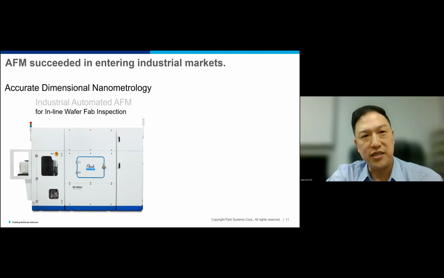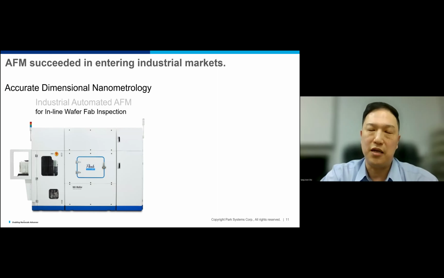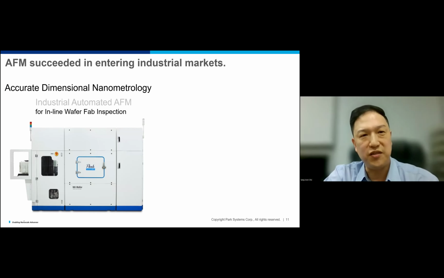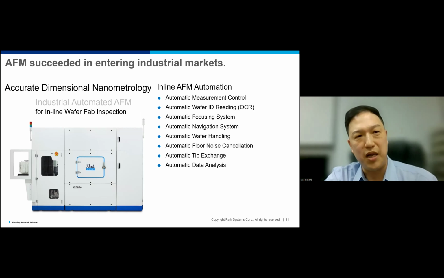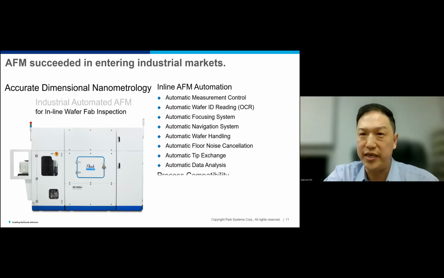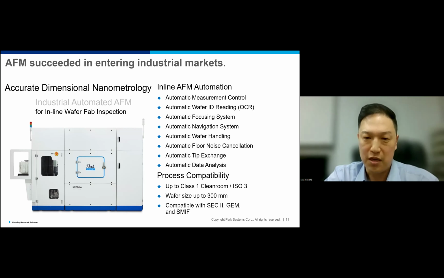The growth engine for this change was the successful entry into industry, especially the semiconductor market. It took about 50 years for the electron microscope to become an industrial analysis tool, but AFM became an industrial tool in 30 years. In order to become an inline wafer fab inspection tool, AFM has to incorporate various automation.